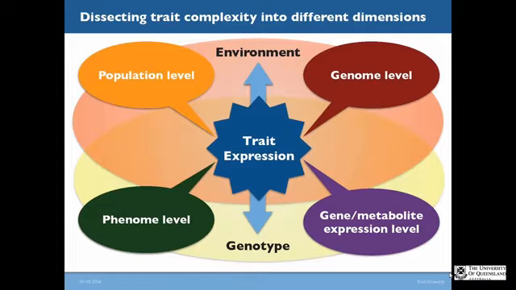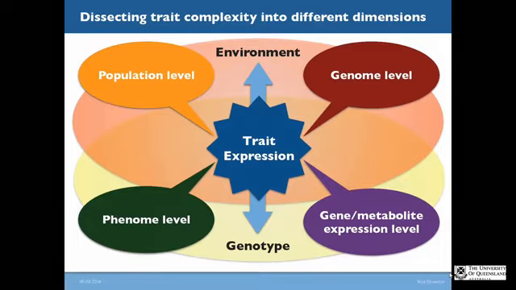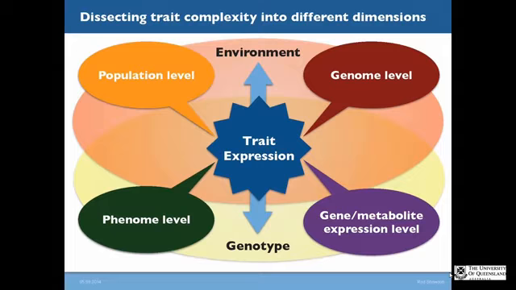Then of course looking at the genome level, looking at genome sequences, genome-wide SNP profiles, for example. And beyond that, when we want to look at interactions between genes and epistatic effects, then really looking at the next level beyond the genome of expression. So we're looking at gene expressions and also metabolite expressions, or the products of all of those interactions between genes.